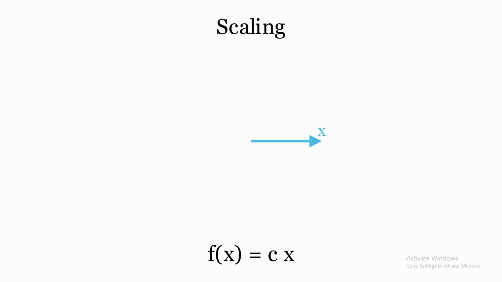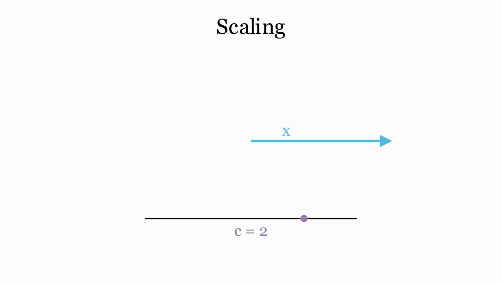Let's understand with another example. The simplest linear transformation is called scaling. It is defined as f of x is equal to c into x, where c is a constant number. If c is equal to 2, the vector becomes twice as long. If c is equal to 0.5, then the vector becomes half its original length. And if c is a negative value, the vector flips to the opposite direction.